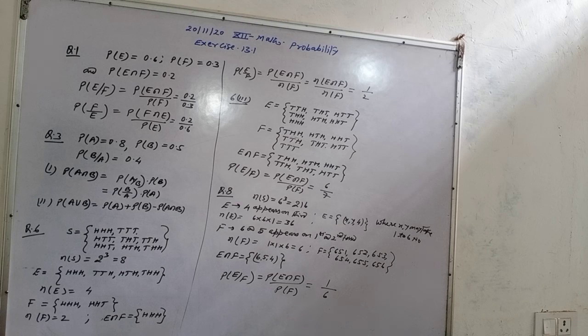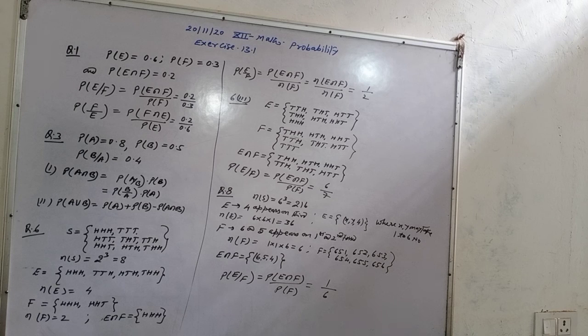So P(E|F) is, by formula, P(E intersection F) upon P(F), putting the value. P(F|E) is equal to P(F intersection E) upon P(E), putting the value. Now see question number 2, you can do it, apply the formula. 3 is also the same as question number 1.